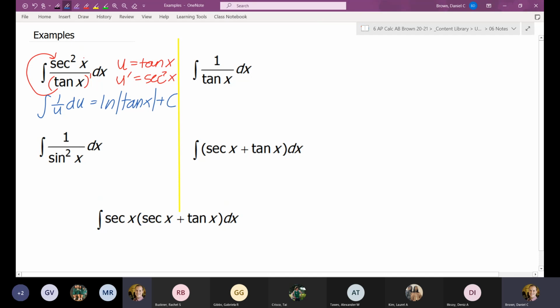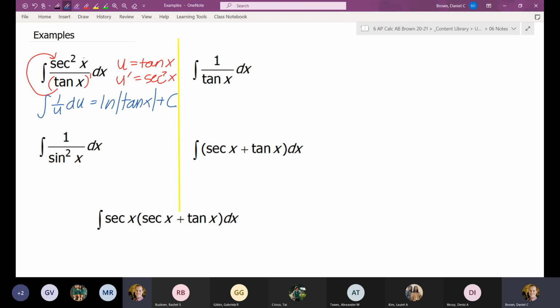Moving across the page, 1 over tangent of x. You might first look at that and be like, oh, cool, that could be a natural log problem. We just have tangent raised to the first power. But again, issues start to happen because we know the derivative of tangent is secant squared, and there's nothing for it to cancel with in the numerator. So we need to find something to do to manipulate it. This one I think is pretty much a one-step rewrite. What's going to be the best way to rewrite it?